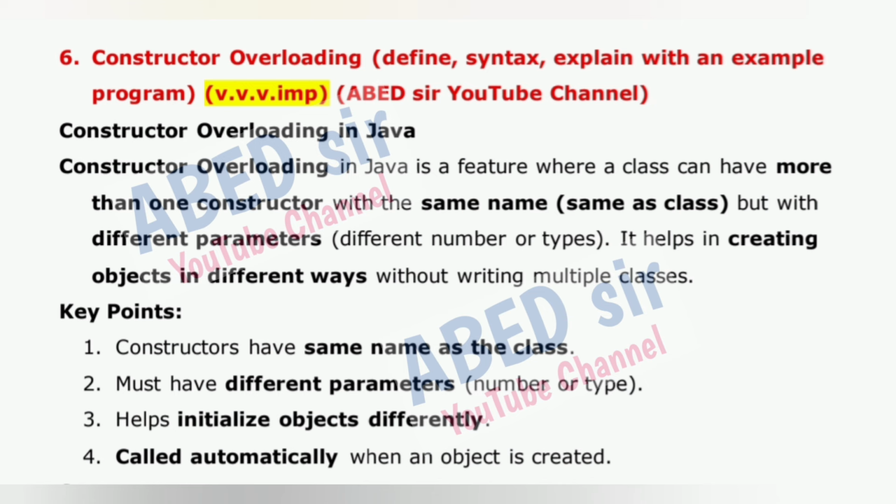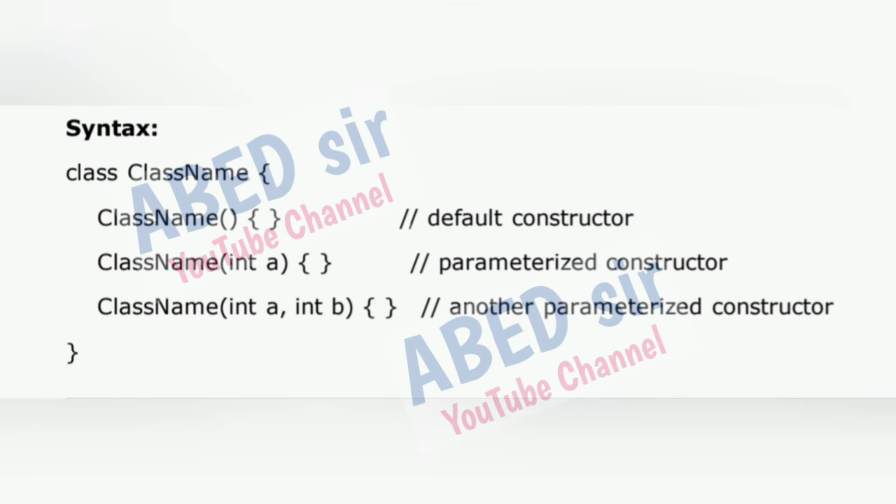Key points. 1. Constructors have the same name as the class. 2. Must have different parameters, number or type. 3. Helps initialize objects differently. 4. Called automatically when an object is created. Syntax: ClassName, default constructor. ClassName(int a), parameterized constructor. ClassName(int a, int b), another parameterized constructor.